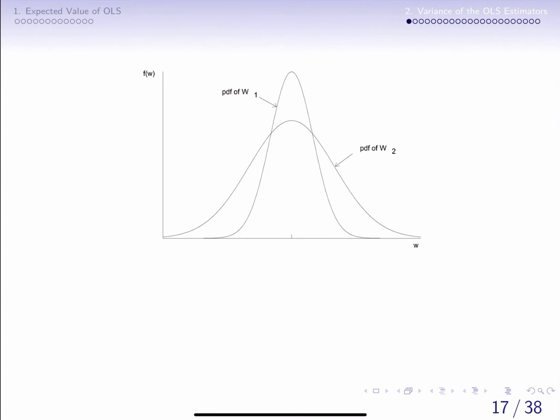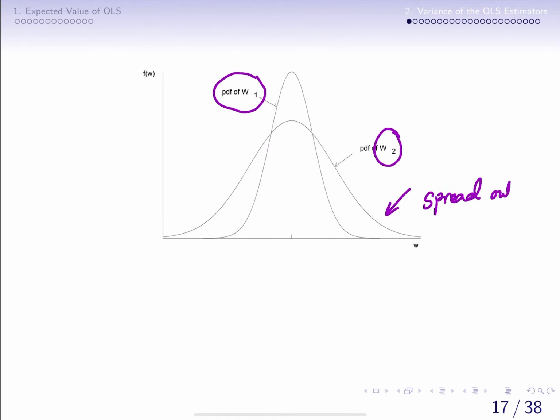Now you can take a look at two distributions here, and clearly you can see that the probability distribution function for W2 is more spread out than the probability distribution function of W1. This is visual, but even if we were to calculate some measure of dispersion, we would find that this one displays more dispersion or variance than the other distribution.